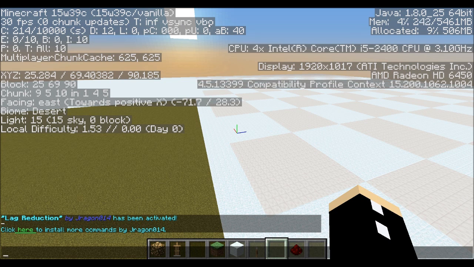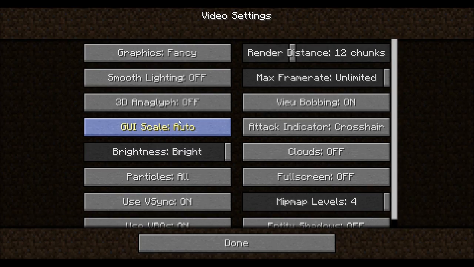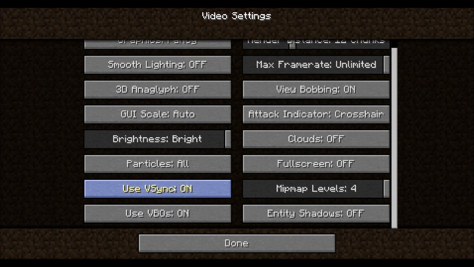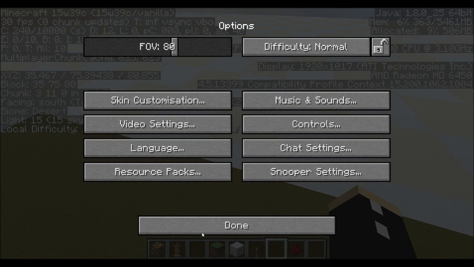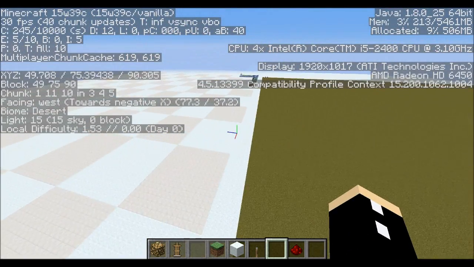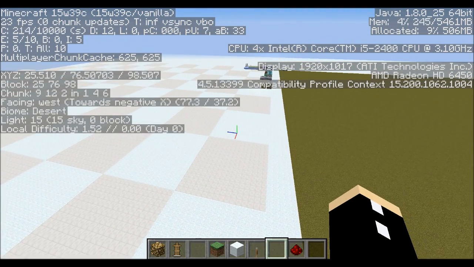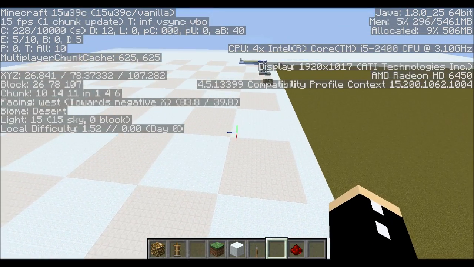And then VBOs. What are VBOs and how do you enable and disable these things? Well, you go to your video settings again and we have Vsync, which is on by default, and VBOs, which is also on. Now I use VBOs because when you change your render distance, it can sometimes glitch out a little bit, so I leave them on, and it also increases your frame rate by about 10%, so it's a very good idea to leave this setting on.